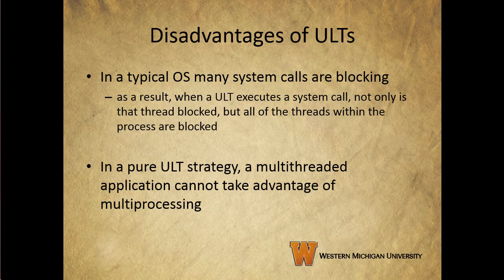Also, in a pure user-level thread strategy, a multi-threaded application can't take advantage of multiprocessing. A kernel assigns one process to only one processor at a time. Therefore, only a single thread within a process can execute at one time. In effect, we've got application-level multiprogramming with a single process. While this can result in a significant speed-up of the application in a single processor scenario, there are applications that would benefit from the ability to execute portions of the code simultaneously on multiple processors.